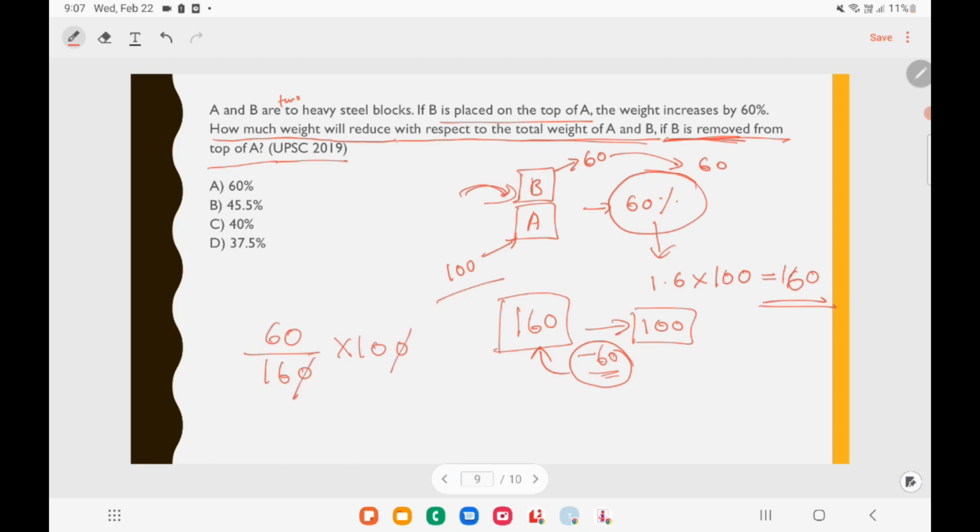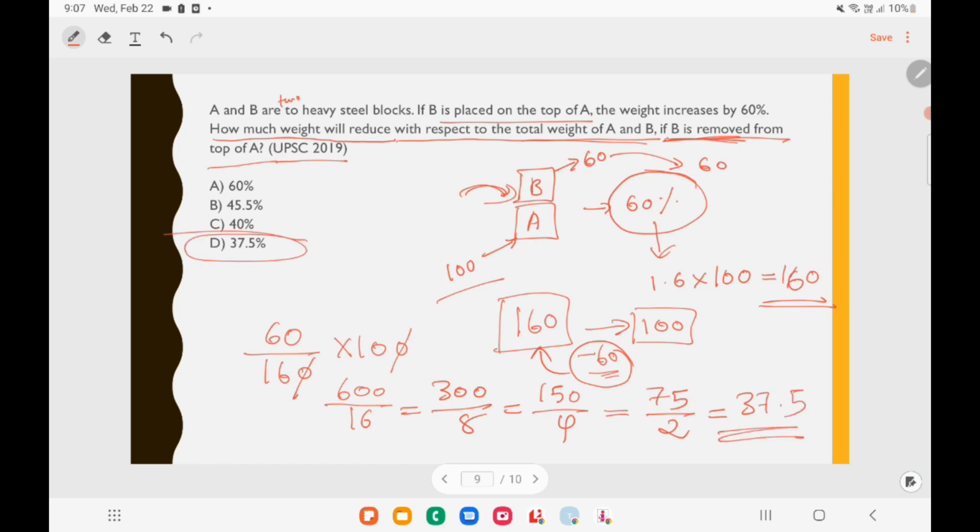Okay. So that means 600 divided by 16, which is equal to 300 by 8, which is equal to 150 by 4, which is again equal to 75 by 2. So 75 by 2 means 37.5%. So answer is option D, 37.5%.